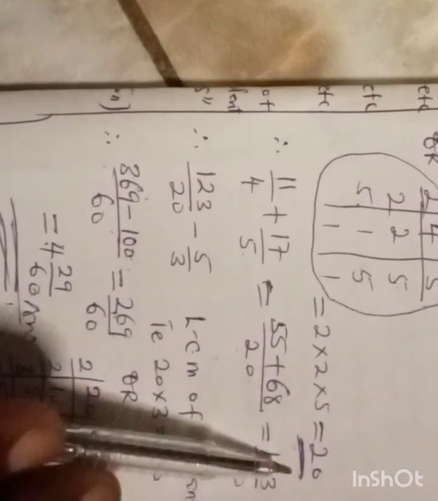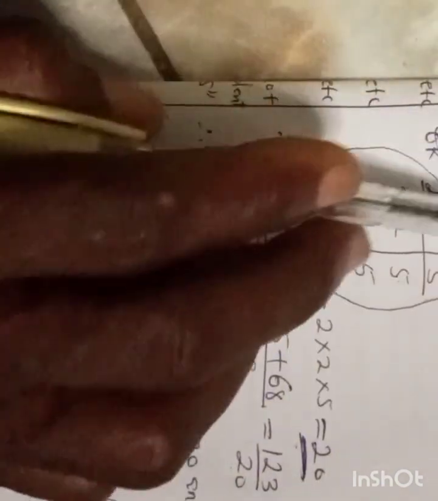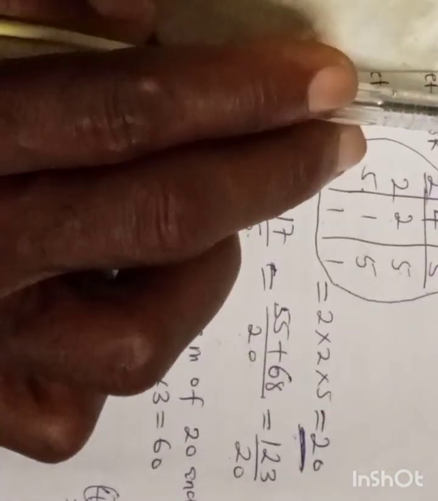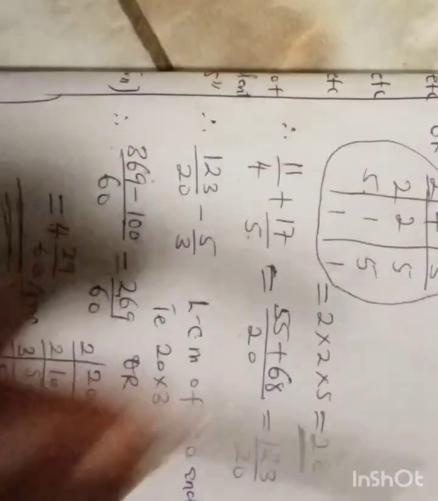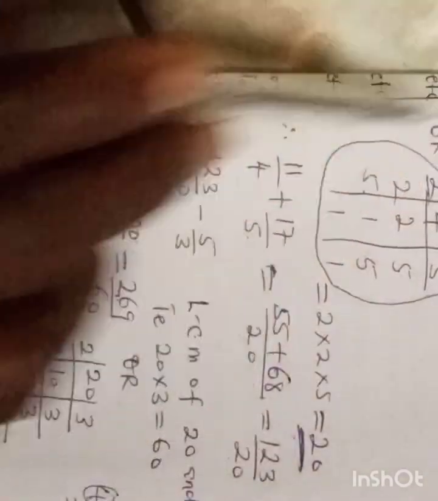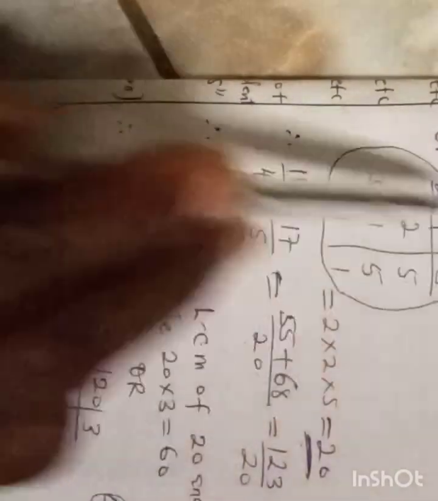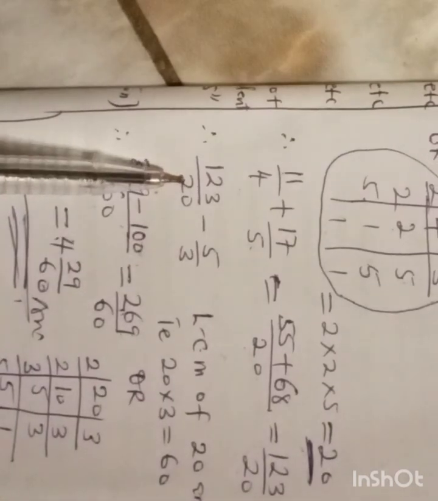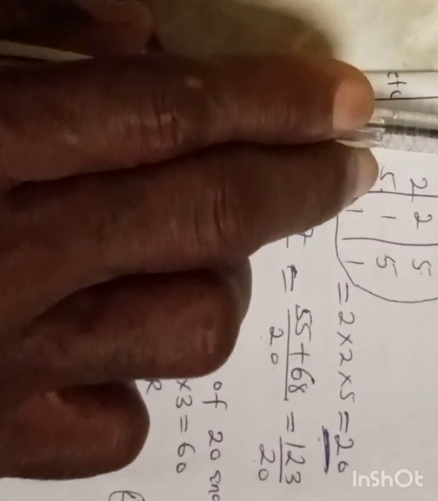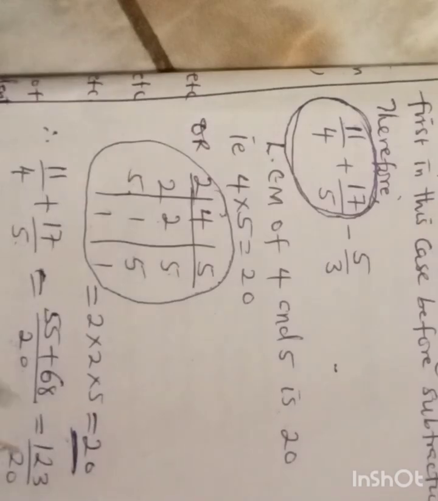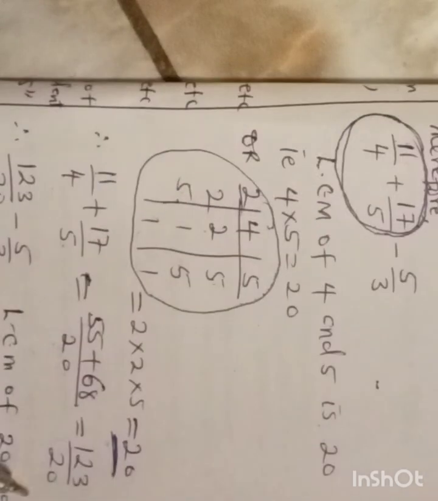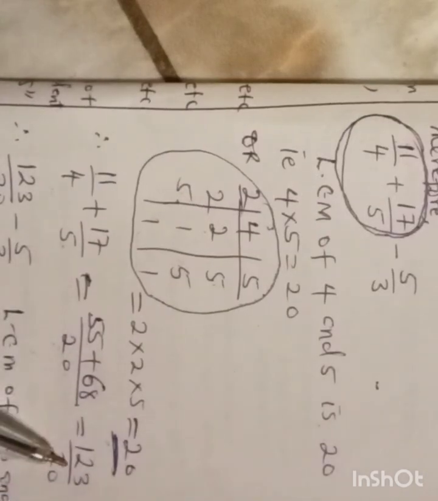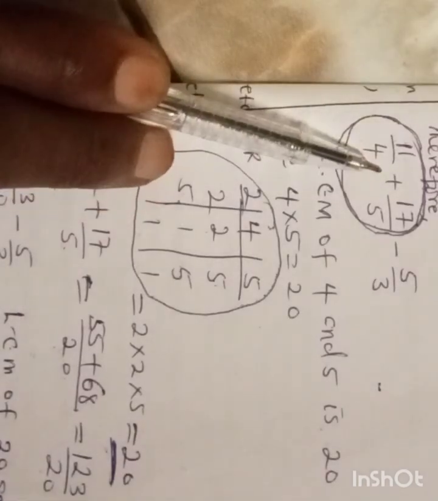So 123 over 20 is now substituting the whole of this value here. Anywhere you see 11 over 4 plus 17 over 5, you put 123 over 20, because that is the answer you got from solving them. So on that note, you now pick this value that you got from these solvings and fix it into this place.